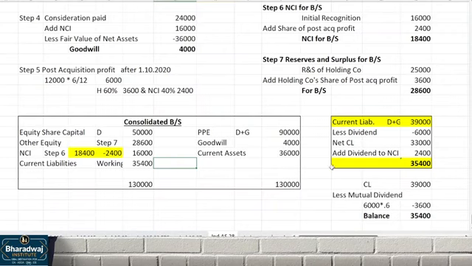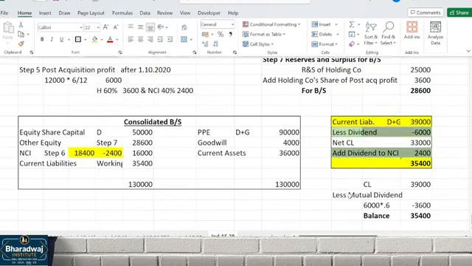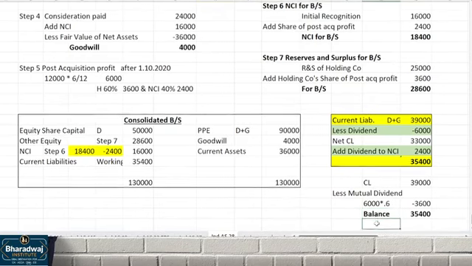Please remember, total dividend is eliminated and NCA dividend is shown on the liability side. If you look at it indirectly, mutual dividends are eliminated. Indirectly, what is getting eliminated? Mutual dividend is getting eliminated. So dividend payable to outsiders is shown in the consolidated balance sheet.